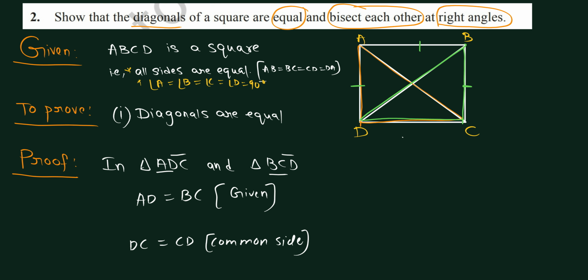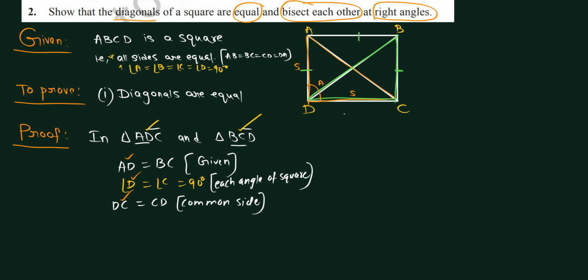Here we have the angle D, in between we have angle D, and here angle C is there. So angle D is equal to angle C, which is equal to 90 degrees. In a square, all angles are equal to 90. Okay, angle D equal to angle C equal to 90.